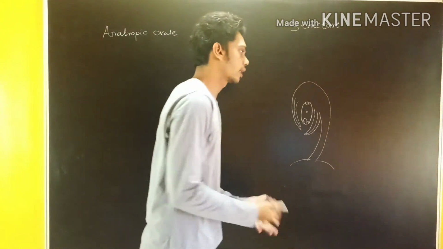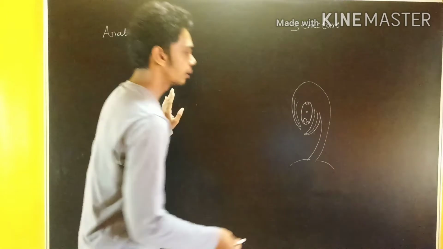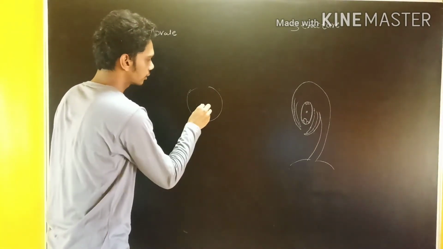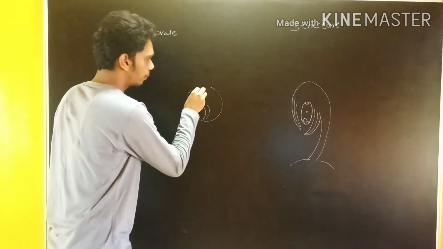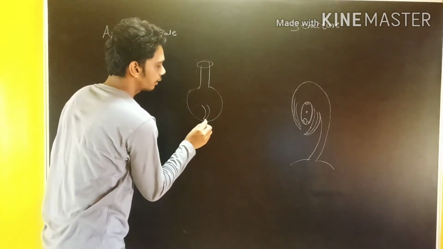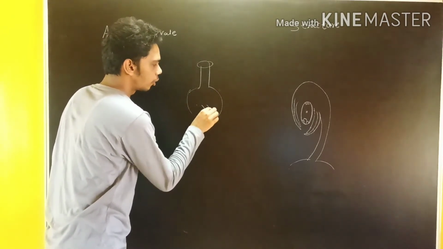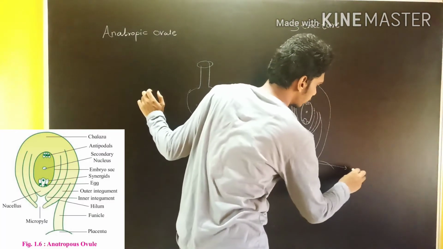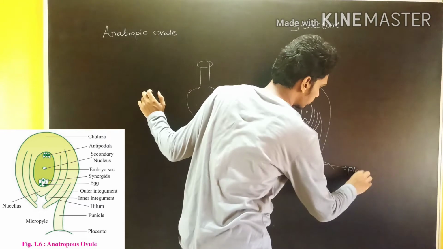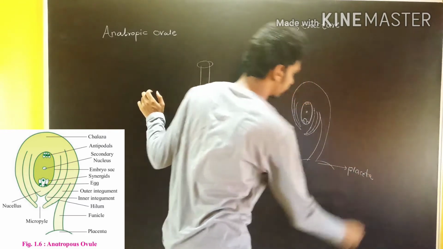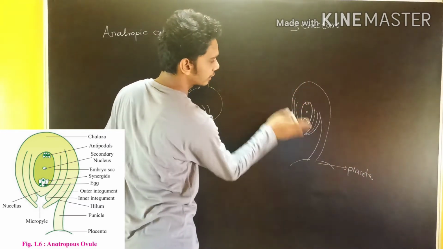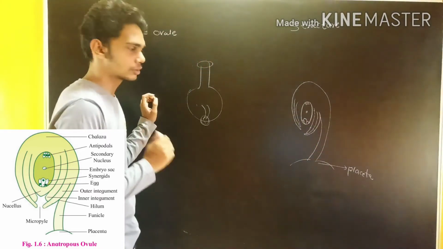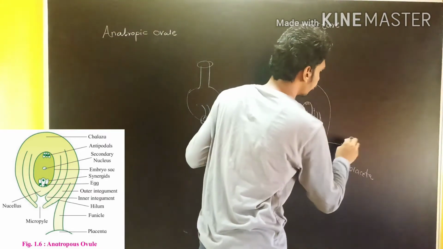So let's study what the parts of this are. See, I have drawn something like this. This is the ovule. The part where the ovule is attached to the ovary is called the placenta, and this ovule and this placenta are connected by this stalk-like structure. It's called the funicle.